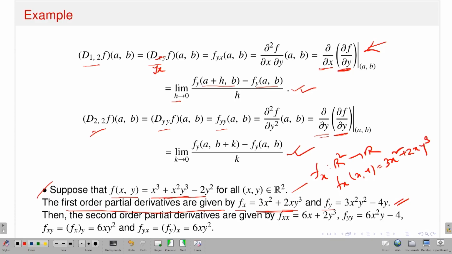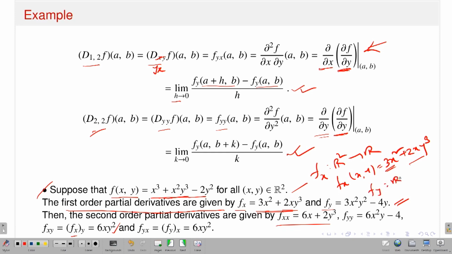Now, since it is a function from R2 to R, you can perform again the partial derivative with respect to x and with respect to y. With respect to x, this is fxx, which is nothing but 6x + 2y³, keeping y constant. For fxy, first I perform fx, then differentiate with respect to y. The first term goes to 0, since 3x² is constant with respect to y, and I get 3 into 2, that means 6xy².